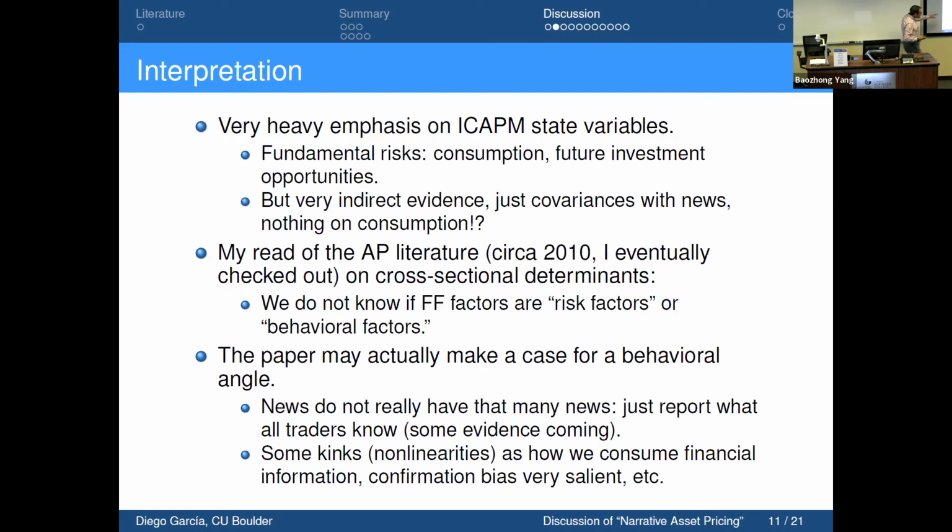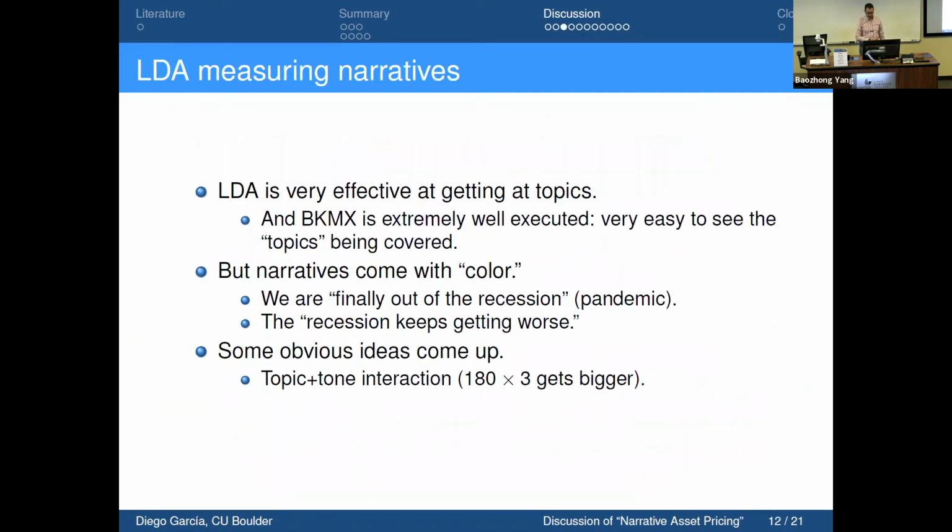And I do think that this paper may actually make a case for a behavioral angle, because I do think that news is catering to human nature and our behavioral demands. So I don't know to what extent using text may actually help us eventually get down this route. The authors may say, look, I don't care what it is, we're capturing some state variables. I guess my argument is that you shouldn't call them ICAPM, you should just call them state variables that could be anything. Okay? There's nothing wrong with stepping away from ICAPM.